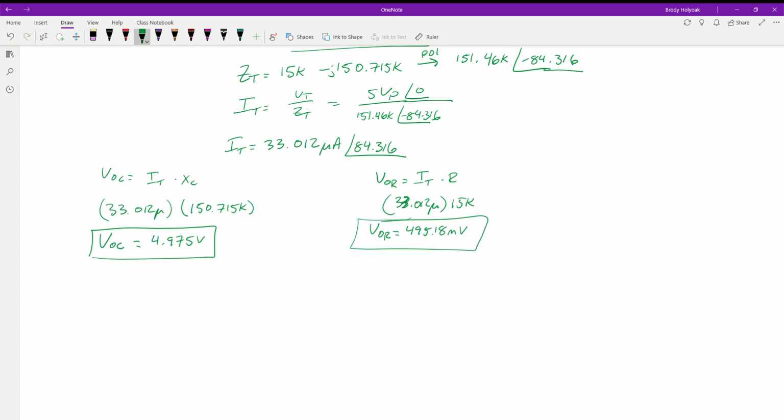Okay, so now we're going to go ahead and we'll calculate the decibels of these guys. So the decibels of our V out across the capacitor is 20 log times the V out over our V in. So 20 log of 4.975 over 5.